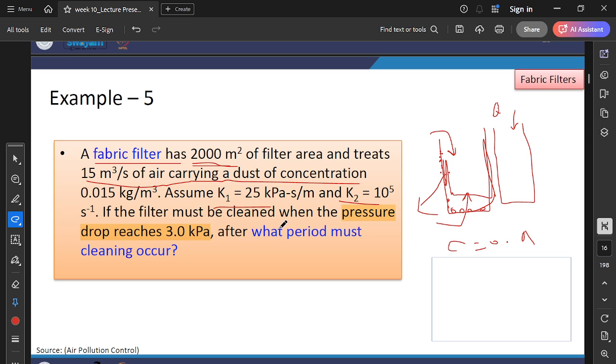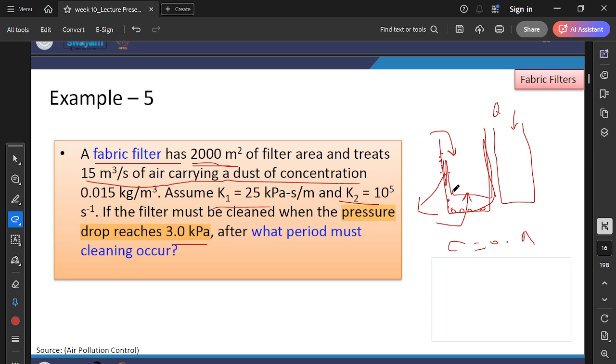The filter must be cleaned when the pressure drop reaches 3, because whenever the pores are getting full, think about the AC in your room: if more dust is there, no cooling will come. Why? All the pores are filled with dust, so no cooling is happening. Same in fabric filters, if all the pores are filled with dust, then there won't be any cleaning. Pressure will drop. So if the pressure reaches 3 kilopascal, when do we have to start cleaning, right? So they are asking what is the period of cleaning, that we can find with the formula itself.